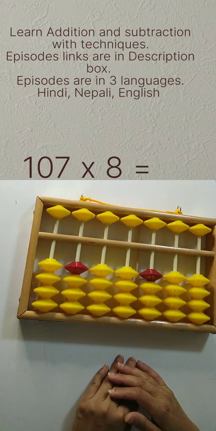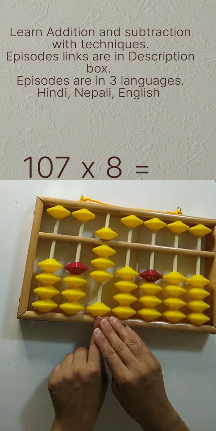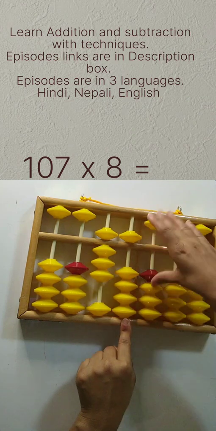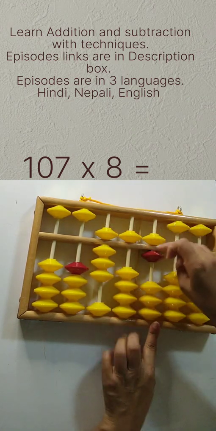Next, 107 multiplied by 8. 8 1 is 0 8. 8 0 is 0. Nothing to do. And 8 sevens are 56. And your answer is 856.